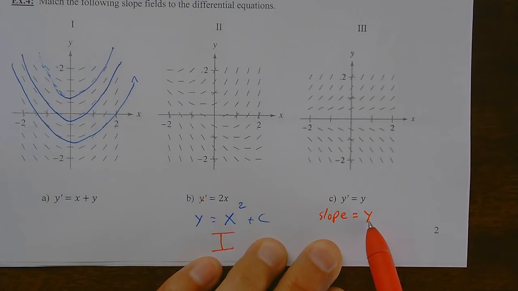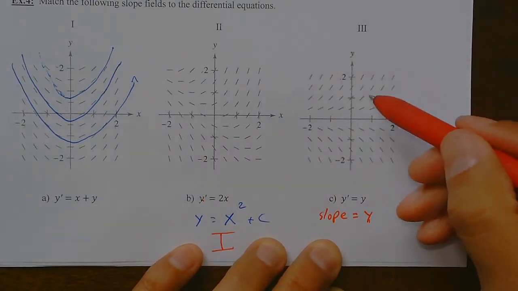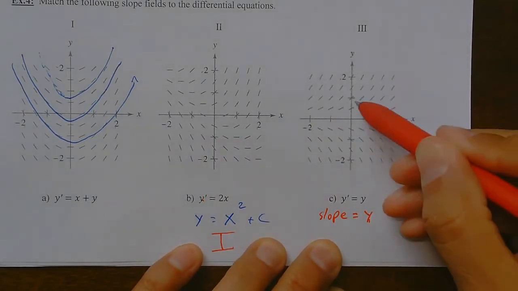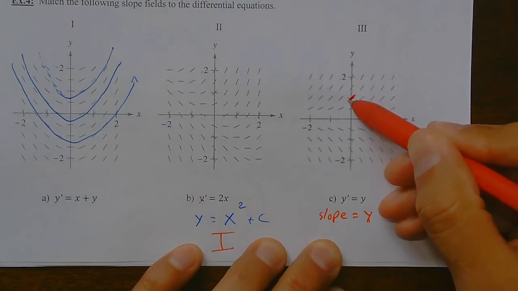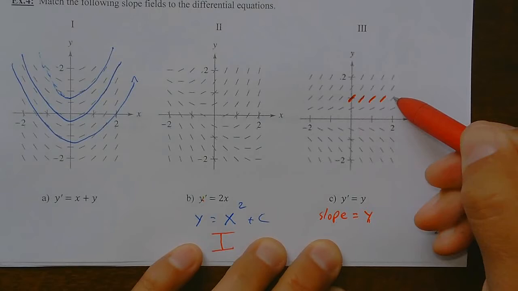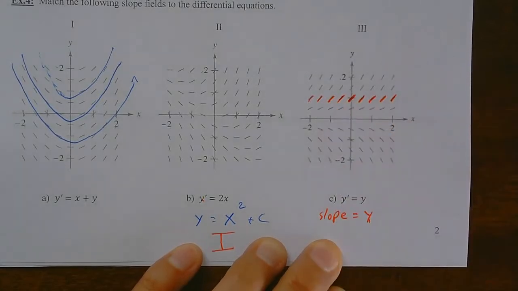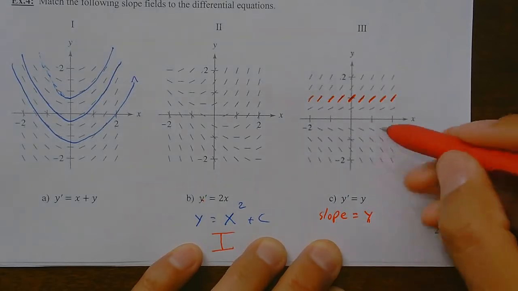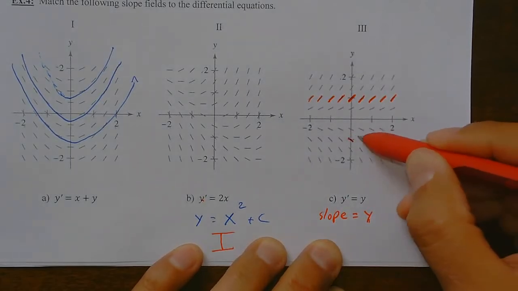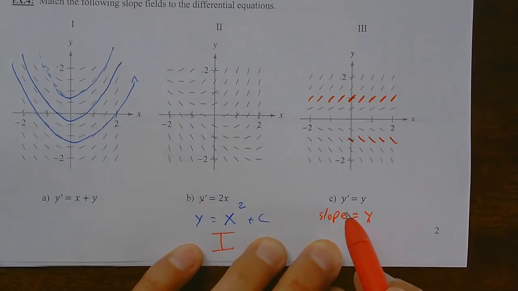the y of 1 has a slope of 1. All these have y equal to 1, and all these have a slope of 1. And when y is negative 1, it looks like I have a slope of negative 1. So I'm going to say that this one is for graph number 3, which means this has to be graph number 2. Okay. And I'm going to continue.